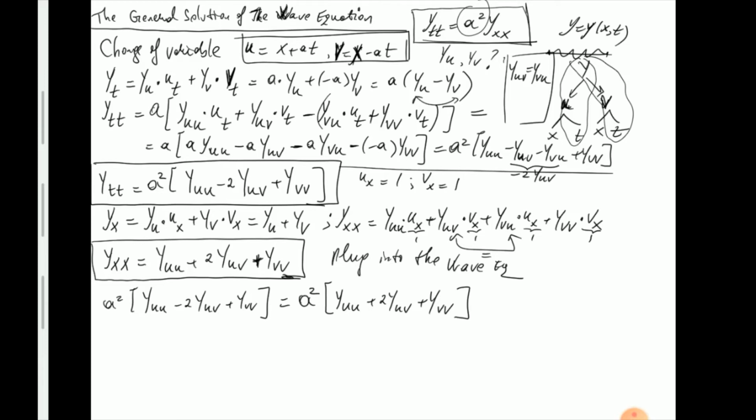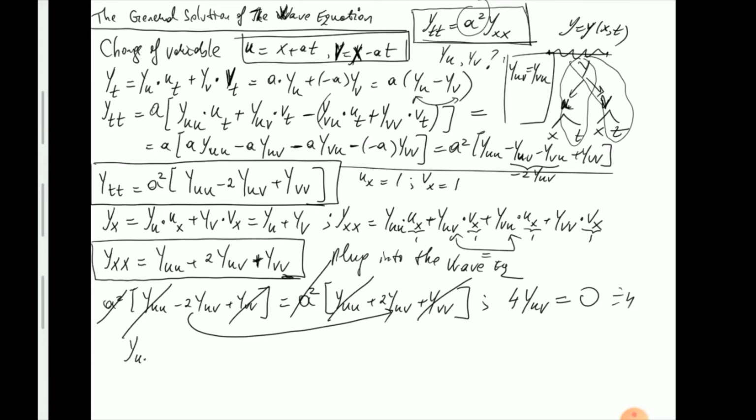Okay, so a squared cancels. We can divide both sides by a squared. Yu twice cancels out. Yv twice cancels out. And then we can move these two to the right hand side. And so the whole equation becomes 4 y partial uv equals 0. So of course we can divide by 4 and the whole PDE boils down to partial uv equals 0.